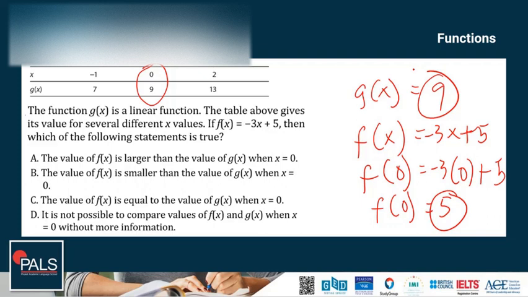So let's check from A. The value of f of x is larger than the value of g of x when x is 0. No, because 9 is larger than 5. B, the value of f of x is smaller than the value of g of x when x is 0. Yes, B is the answer because 5 is smaller than 9. So without checking C and D, we already know that B is the correct statement.